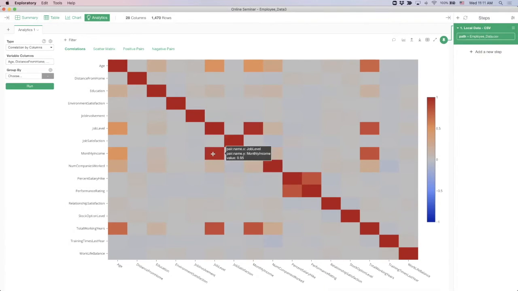Now what I see here is job level and monthly income, right? The value is 0.95. The correlation value only goes between -1 and 1, and 1 is the highest positive correlation. So 0.95 is pretty high. So job level and monthly income seem to be very highly correlated.